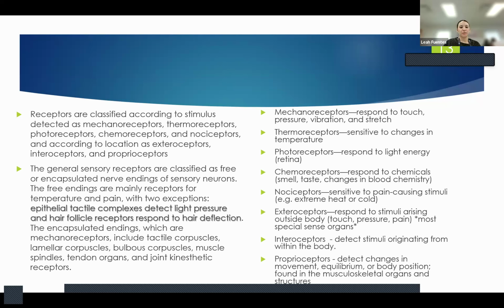So again, some of these words sound familiar. That's because we did look at these when we did chapter 5. I believe it's chapter 5.